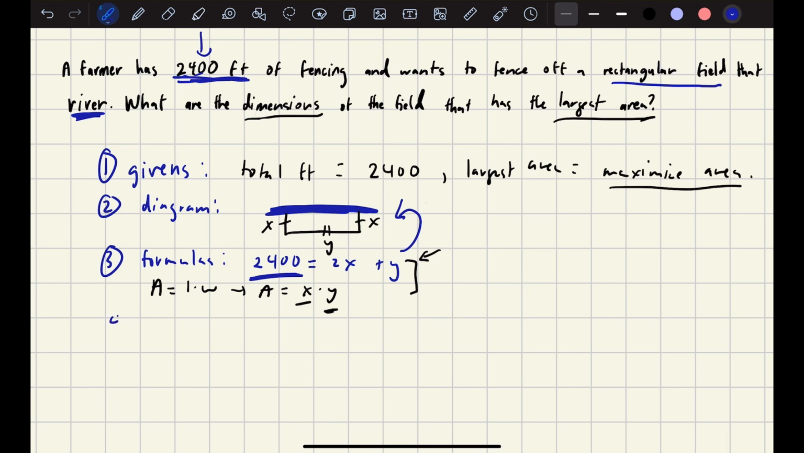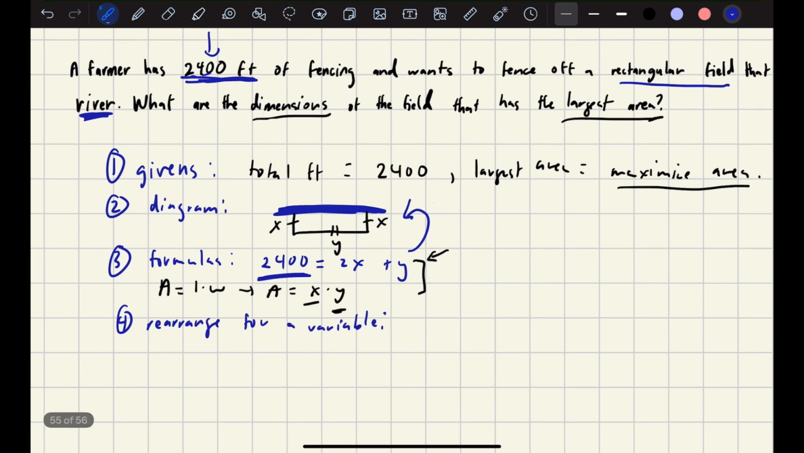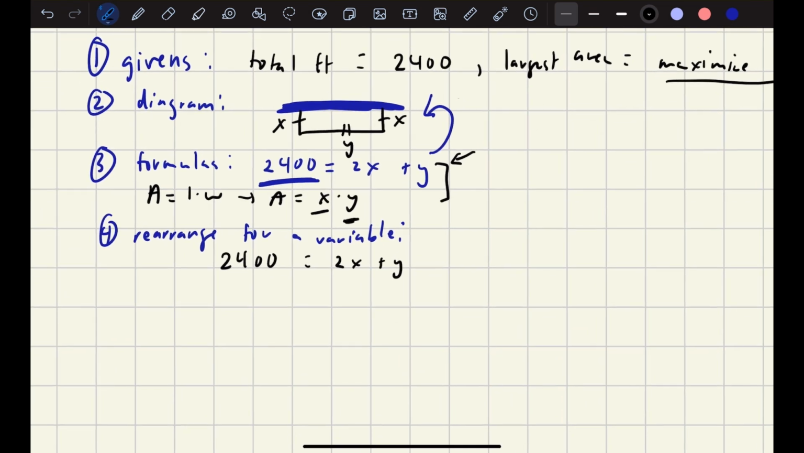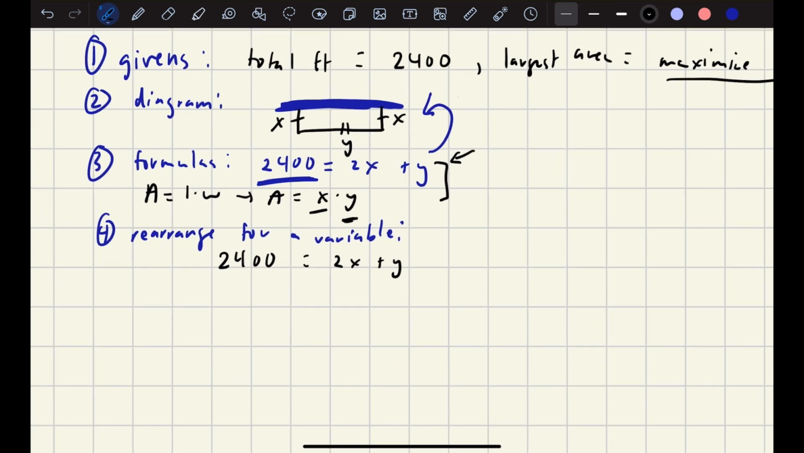Our fourth step is to rearrange for a variable. Here we're going to take our perimeter function and simply rearrange. I like to solve for y because I typically gravitate more towards y, but you can do whatever's easier. Sometimes just looking at the equation, one is going to be easier to solve for than the other. So for this equation, 2,400 minus 2x equals y. And now we know what y is.